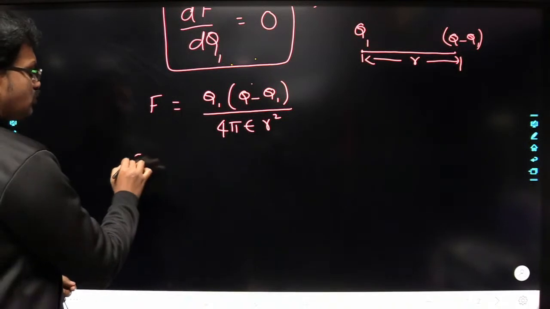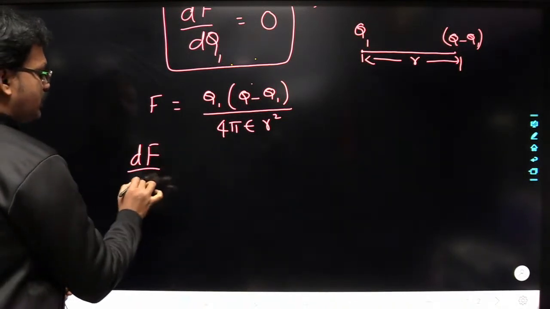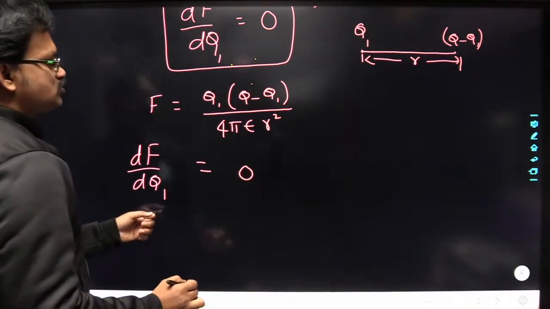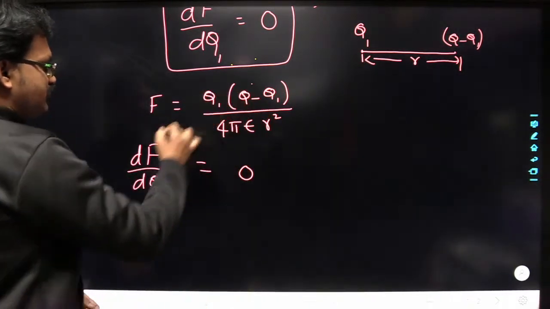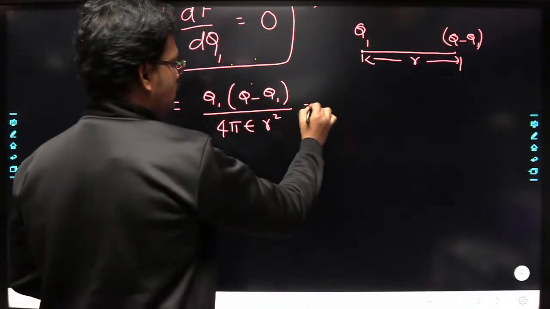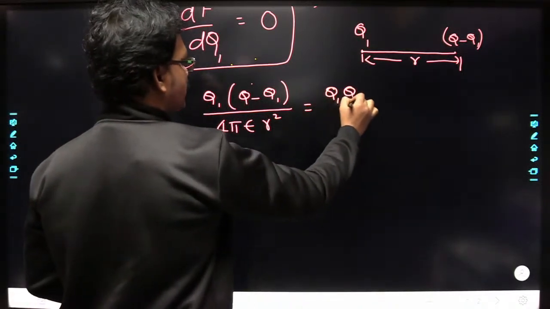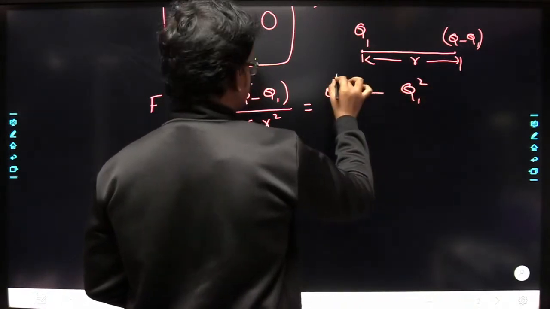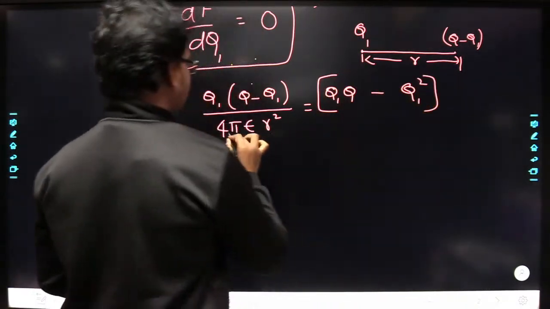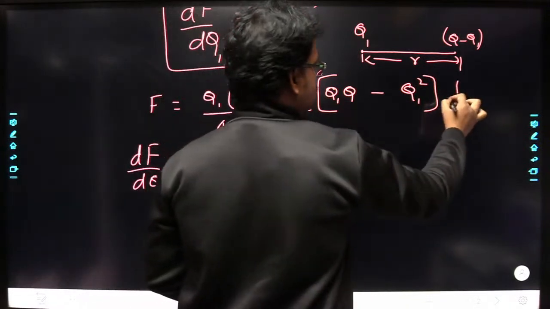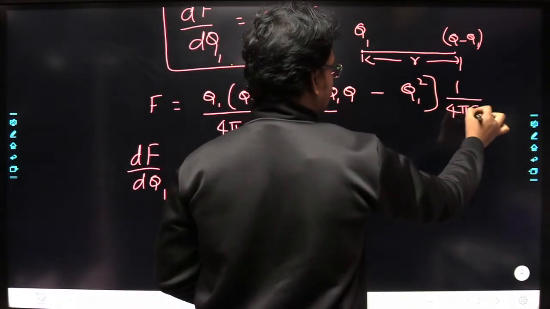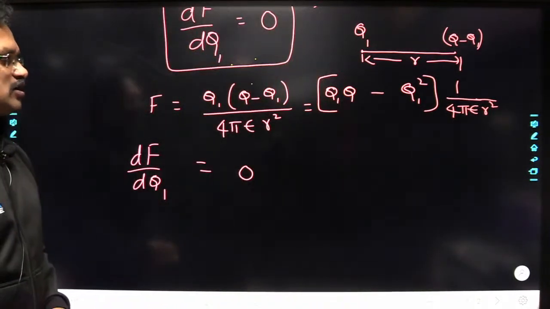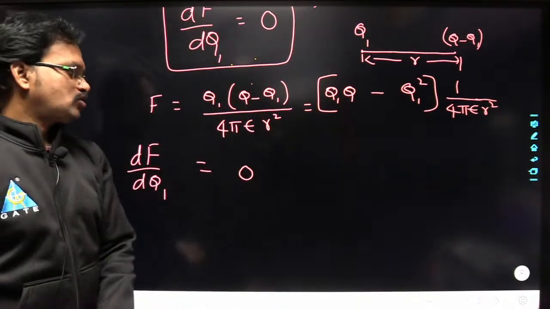So now you have to do what here? You have to do dF by dQ1. You have to make dF by dQ1 equal to 0. So differentiate this with respect to Q1. Here it is nothing but Q1 into (Q minus Q1) square, and the common factor is 1 by 4 pi epsilon r square. I can write in this manner, right?